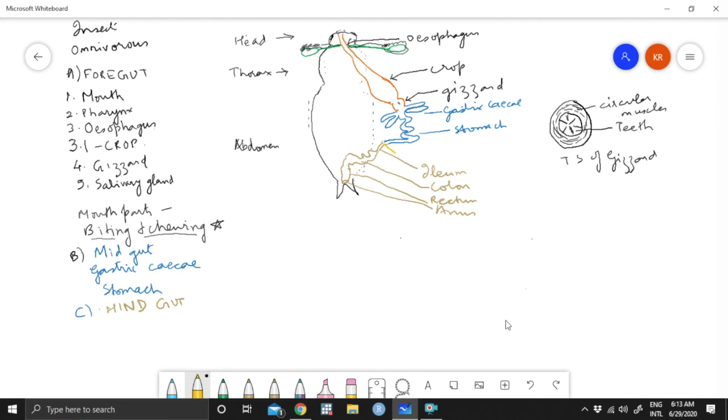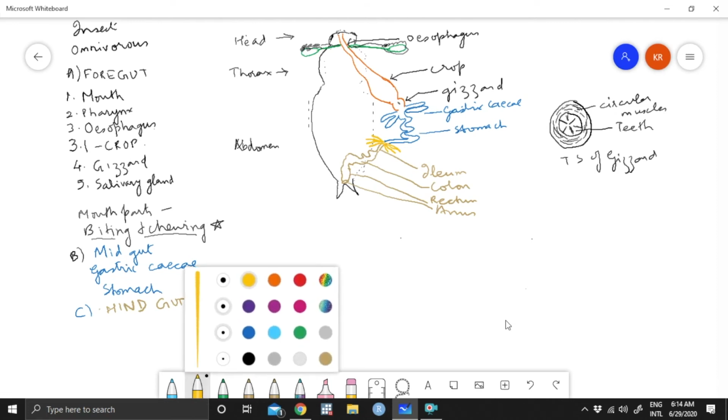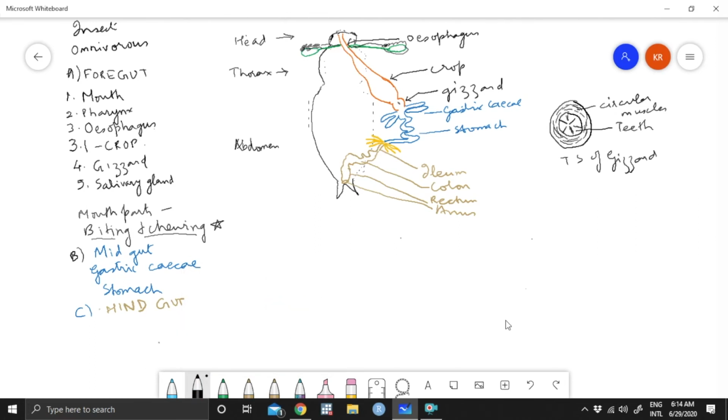And now in the junction of midgut and hindgut, here, something unrelated to the digestive system but present over here is a hair-like structure. I am not labeling this because this is not part of the digestive system. These are Malpighian tubules which we will come across when we are doing the excretory system. So when we do the excretory system, we will do that. I am not labeling it deliberately. These are Malpighian tubules.